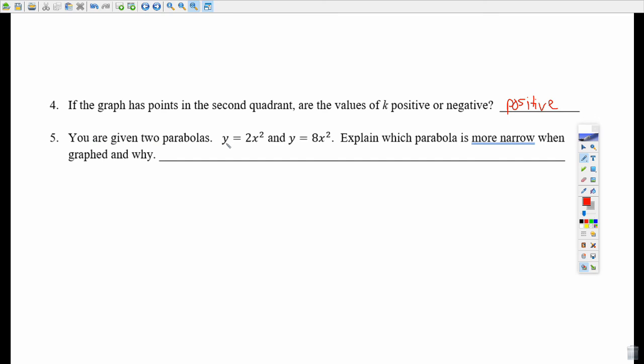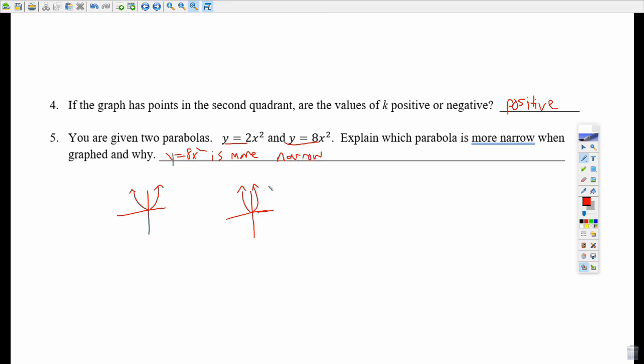You're given two parabolas, y equals 2x squared and y equals 8x squared. Explain which parabola is more narrow when graphed and why. Hopefully you can just do that on the website as well. So y equals 2x squared would be something like this, just doing a basic thing. And what happens when we go to 8x squared? Well, if we're increasing that all the way up to 8, it's probably more like this. So which one's more narrow and why? y equals 8x squared is more narrow.